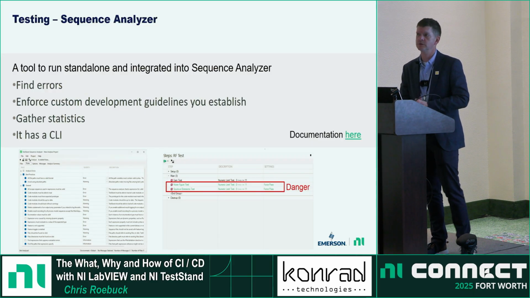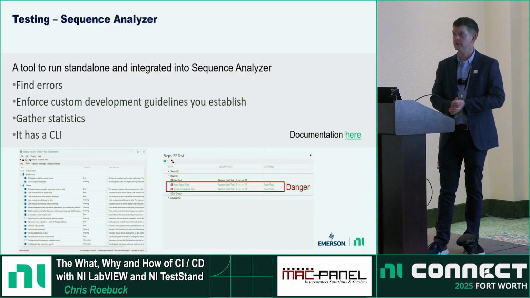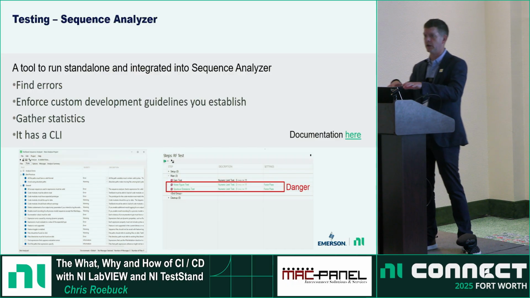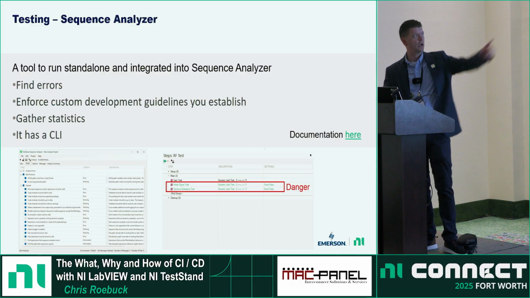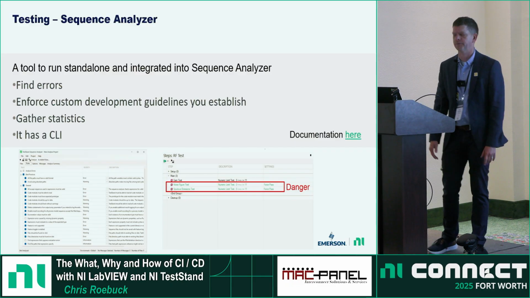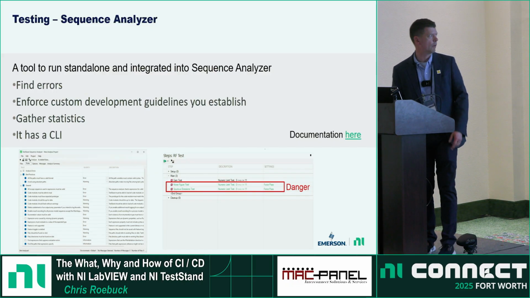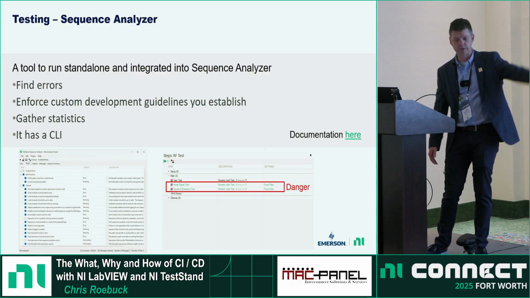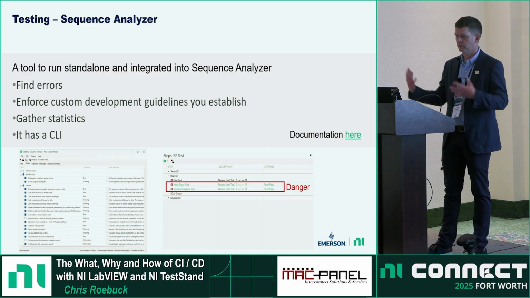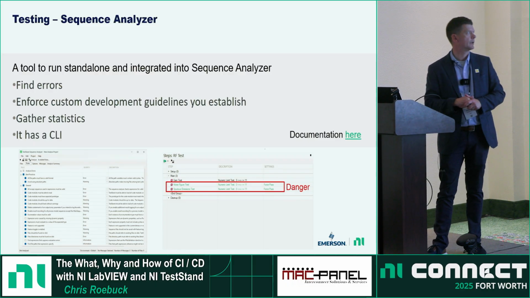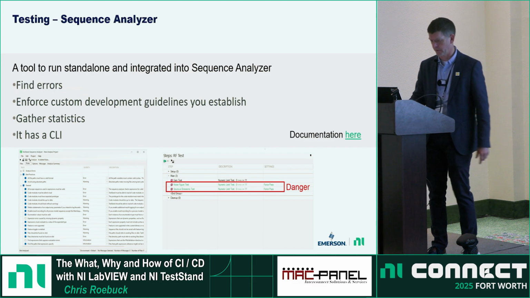Guess what? Sequence Analyzer has a command line interface. We can run that automatically on our code. So we make a change to our TestStand sequence. The first thing that happens is we analyze it. We look for brain dead stuff like that I may have done, and we can check for it. And if it fails those checks, then we don't want to deploy our system. We don't want to build our TestStand deployment. So we can check for those things.